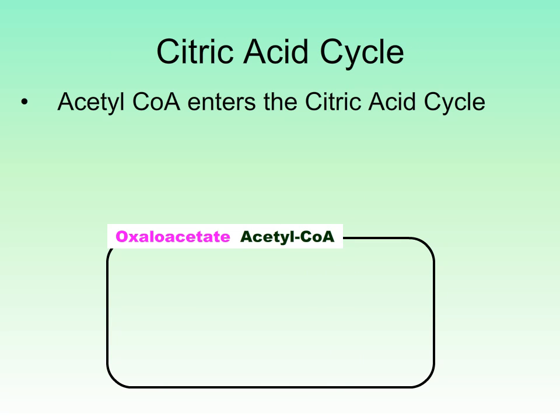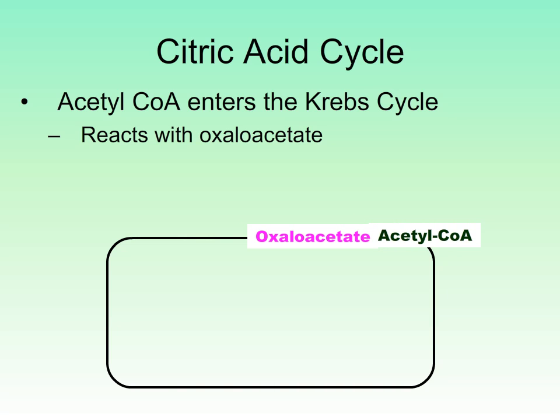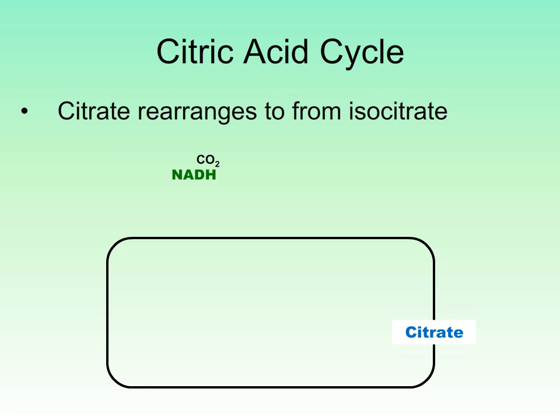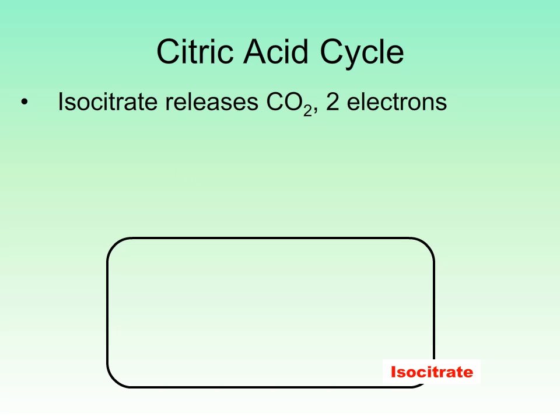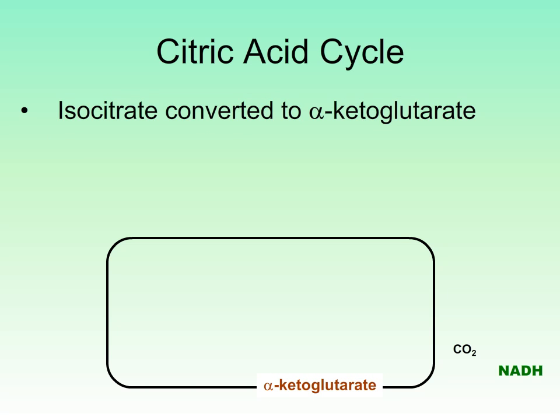Acetyl-CoA is the molecule that directly enters the citric acid cycle. The 2-carbon molecule binds with oxaloacetate as it enters the cycle. Oxaloacetate is a 4-carbon molecule. The coenzyme A is stripped off to form citrate, a 6-carbon molecule. An enzyme then rearranges the atoms in citrate to form isocitrate. Isocitrate releases carbon dioxide. It also loses electrons to NAD to make an NADH molecule. This changes isocitrate into alpha-ketoglutarate.